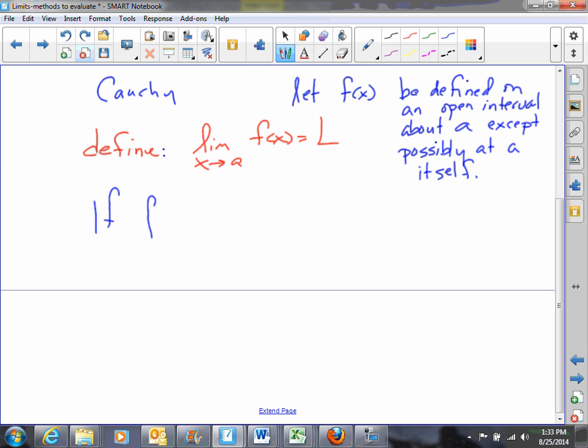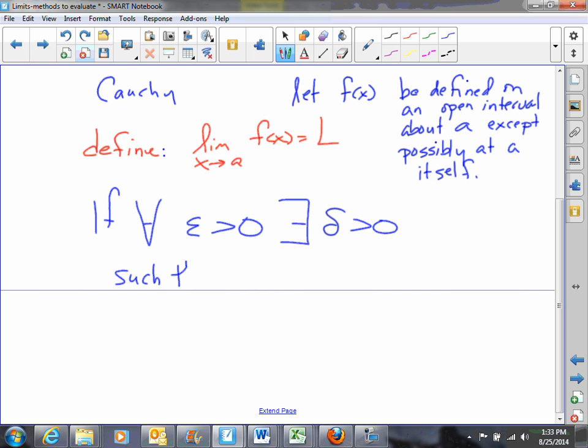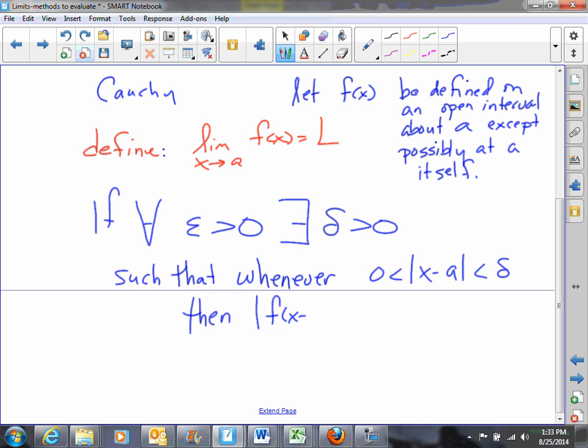for every, let's use that universal quantifier symbol, the upside down A, for every epsilon greater than 0, there exists a delta greater than 0 such that whenever 0 is less than the absolute value of x minus a is less than delta, then the absolute value of f of x minus L is less than epsilon. Obviously, right? Well, let's talk about this a little bit.